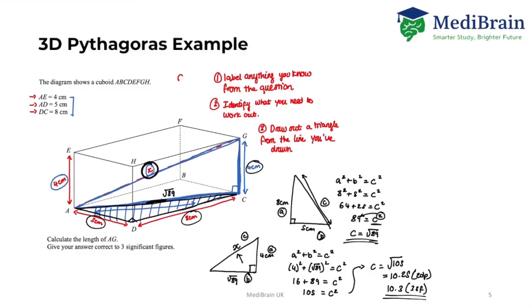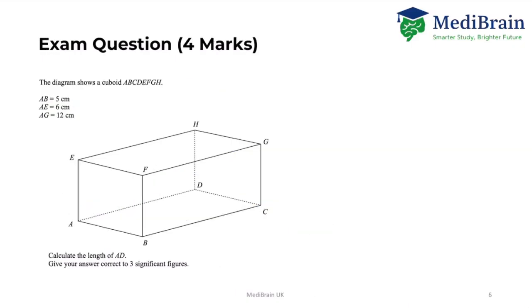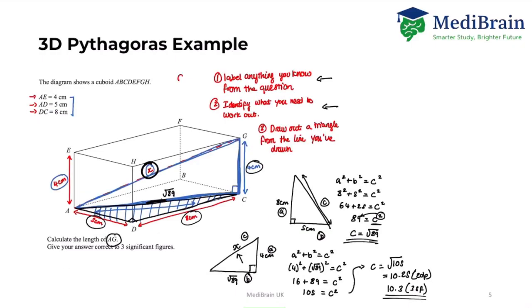Just to go over this again, if you don't understand it, please let me know in the Q&A. But I will go over this one more time before I give you guys an example to have a go at yourself. So step 1 is going to be label everything you know about the question. So on that 3D shape, you need to label what AE is, AD, and DC is. Once you've labeled everything from the question, you then need to identify what you need to work out. So over here it says calculate the length of AG.